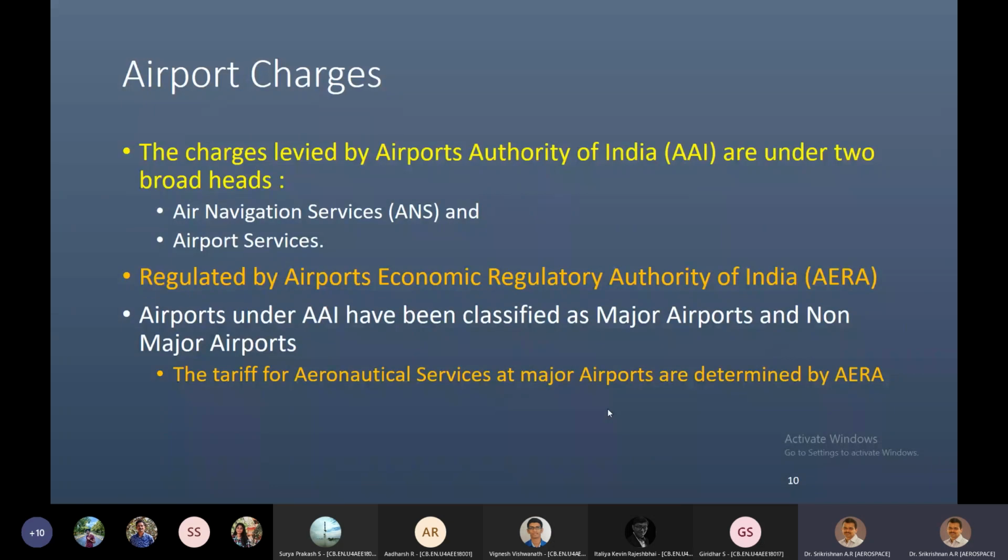This categorization of a particular airport may vary depending on the current definition or the current parameters that are used. But as of now, airports like Delhi, Bombay, Chennai, Bangalore, etc. are all categorized as major airports, and those with lower traffic, like probably Coimbatore Airport, will come under non-major airports.